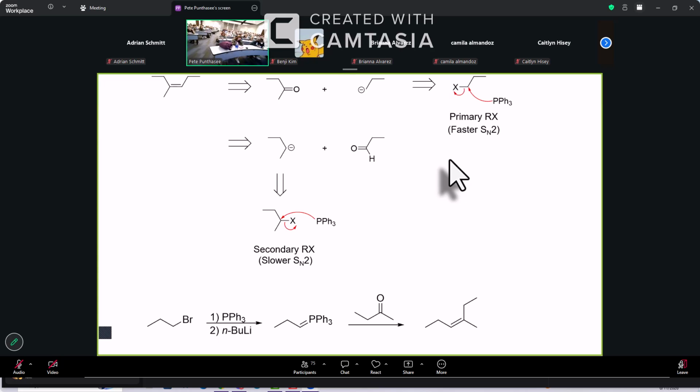Okay. You've got one last reaction to go. Now, before I talk about the last reaction, I want you to see this compound.